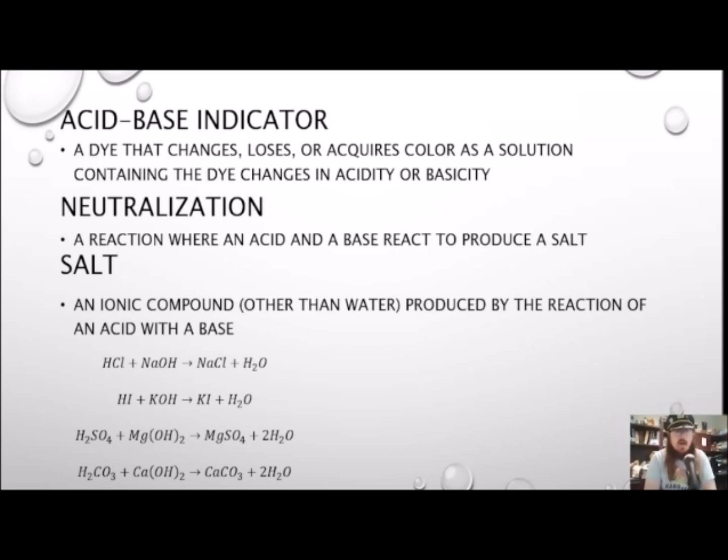We can mix hydroiodic acid and potassium hydroxide and it produces potassium iodide, which is one of the key components in iodized salt, and water. If you mix sulfuric acid and magnesium hydroxide, you form magnesium sulfate and 2 water molecules, which is the key component in Epsom salts. And carbonic acid mixed with calcium hydroxide forms calcium carbonate, one of the key components of, I think, chalk, if I'm not mistaken, and water.